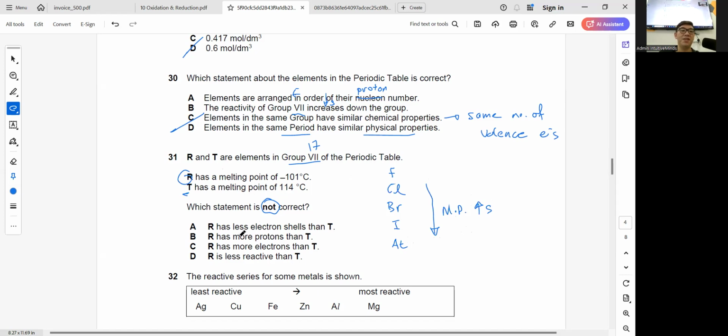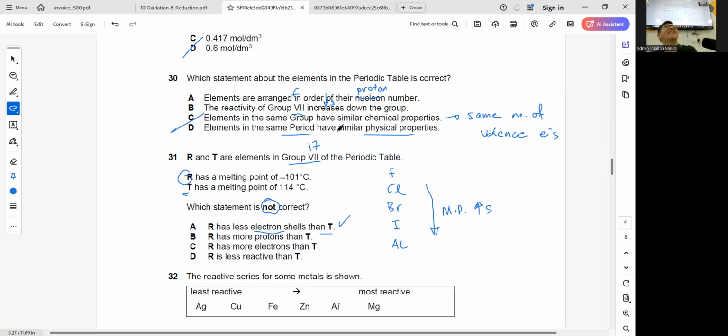So R would definitely have fewer electron shells than T. So A is correct, therefore it's not the correct answer. I didn't read the question properly. Wait, then is it C? Tell me why C is correct then. Tell me why C is not correct, therefore making it correct.